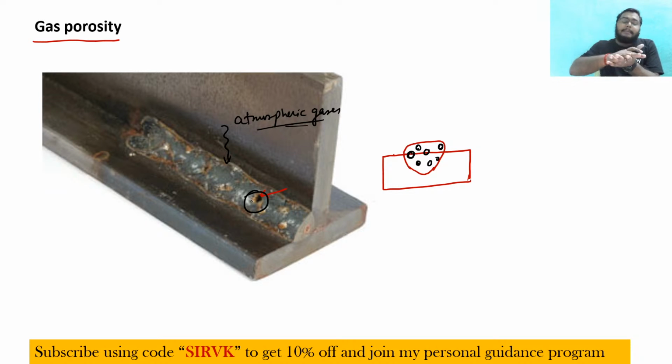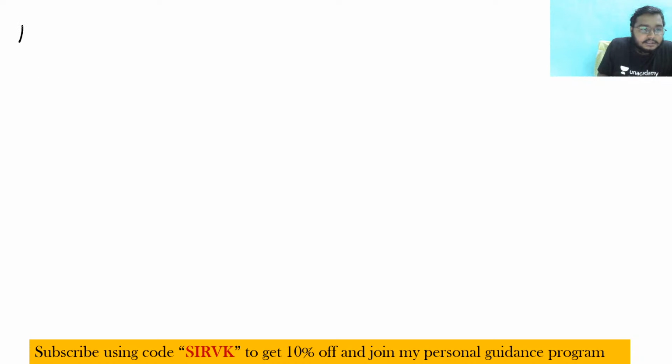Fine. So gas is entrapped in the liquid metal. Now this gas wants to escape out. So when it escapes out, it will form a cavity or a hole, that is known as gas porosity. Fine, that is known as gas porosity. So understand what is happening in this.